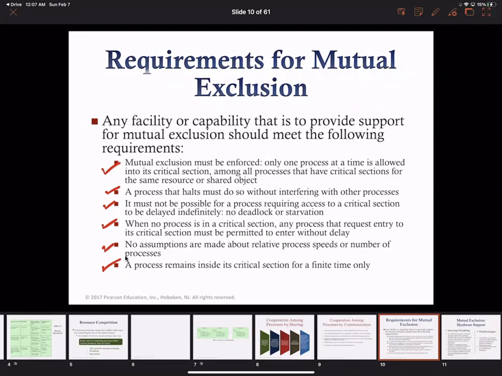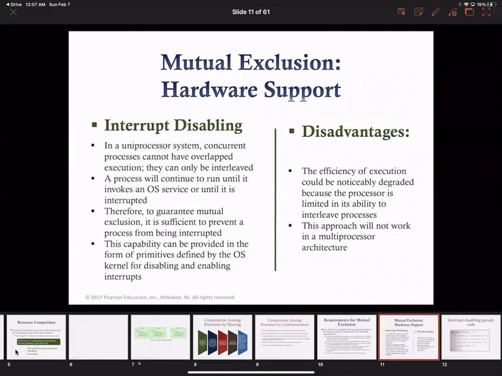As we talked before about mutual exclusion using software approaches, now let's talk about mutual exclusion using hardware approaches. In a uniprocessor, concurrent processes cannot have overlapped execution. They can only be interleaved. This is what we know from uniprocessor systems. That means a process will continue to run until it invokes an operating system service or until it is interrupted. Therefore, to guarantee mutual exclusion, it is sufficient to prevent a process from being interrupted.